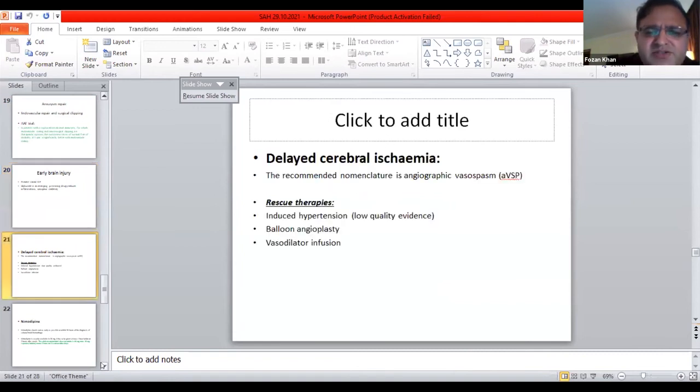In preventing delayed cerebral ischemia, there are rescue therapies which can be offered in highly skilled centers. It can be induced hypertension, though the evidence is of low quality. Where the facility is available, which is, I think, extremely rare in our setup, balloon angioplasty can be offered, and vasodilator infusions can also be offered to prevent delayed cerebral ischemia.